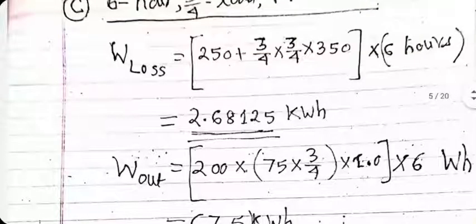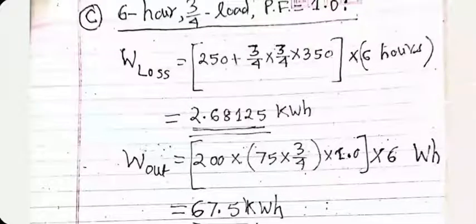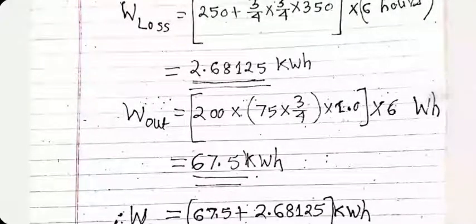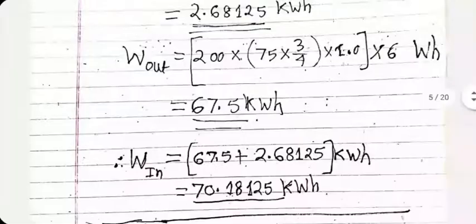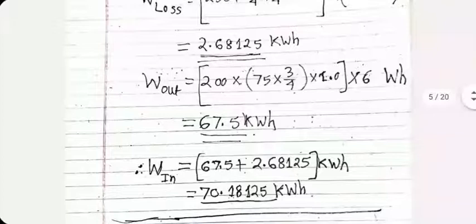The output energy can be calculated by the method we have already looked at. Calculate the power first, which is 75 into 3/4 into 200 into power factor, which is 1, and multiplied by the number of hours. So we get 67.5 kilowatt hour as the output energy in this period. Input energy will be the total of loss and output energy. So these numbers go in the third row.